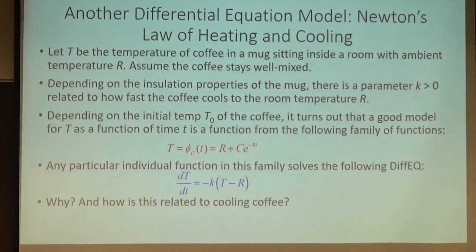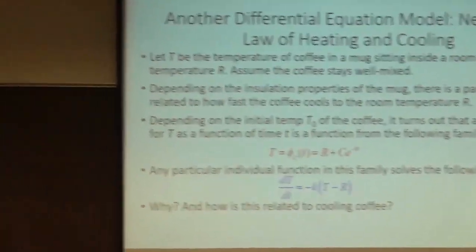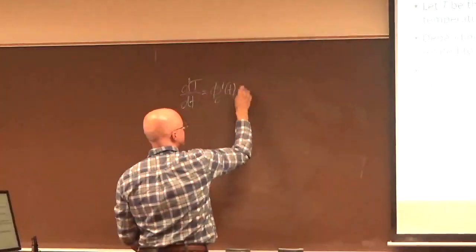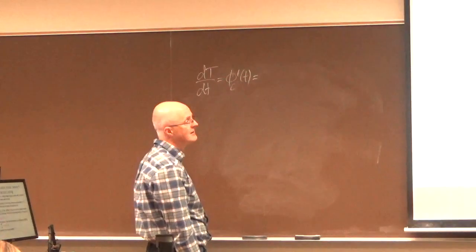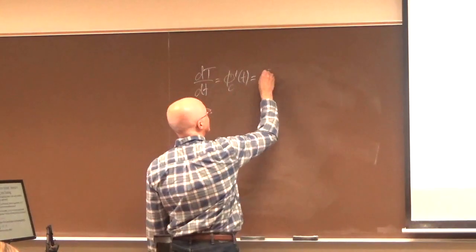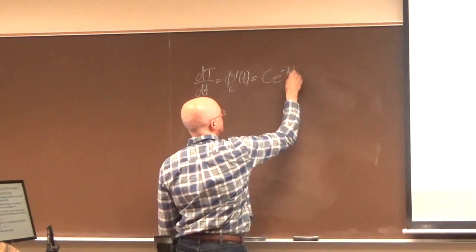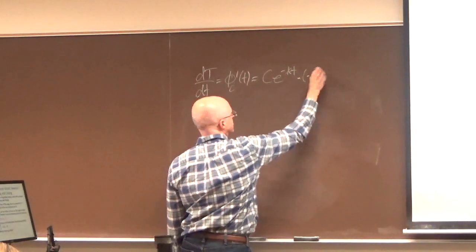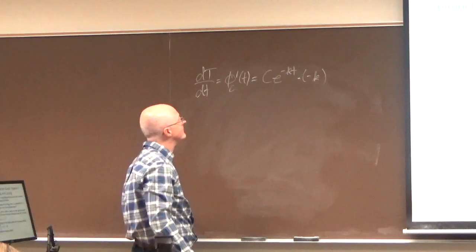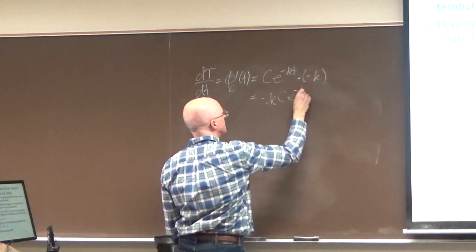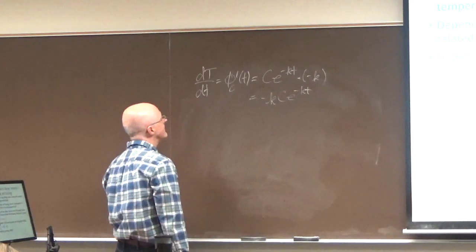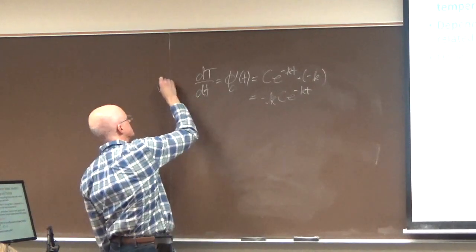dT/dt, the derivative of phi with respect to little t, treat the R and C as constant. The R differentiates to 0. With the other one, the chain rule gives an extra factor of negative k. That's the left-hand side of the differential equation.